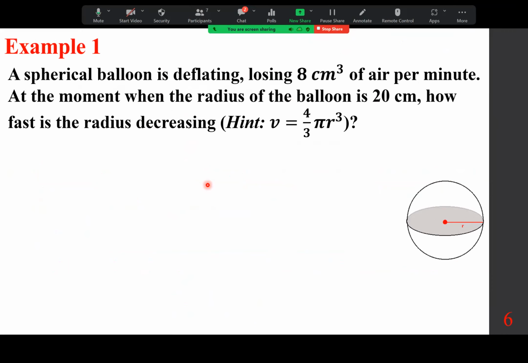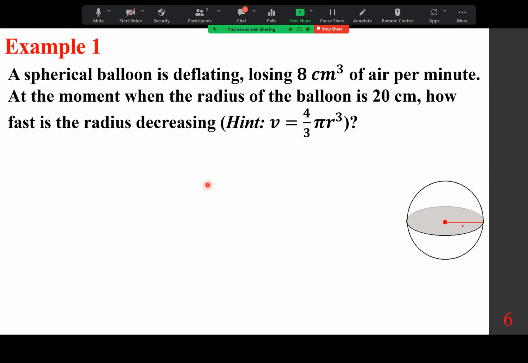Could somebody read this question? A spherical balloon is deflating, losing 8 centimeters cubed of air per minute. At the moment when the radius of the balloon is 20 centimeters, how fast is the radius decreasing? Hint: V equals 4/3 pi r cubed.